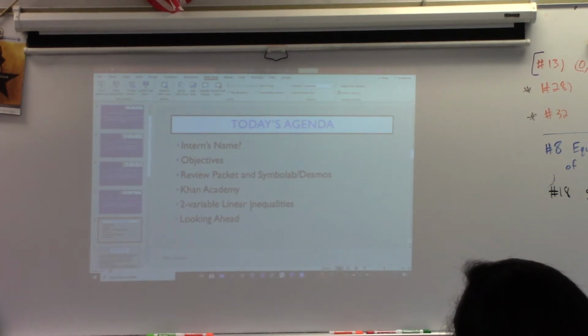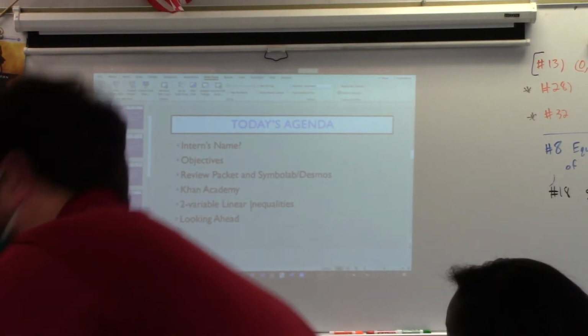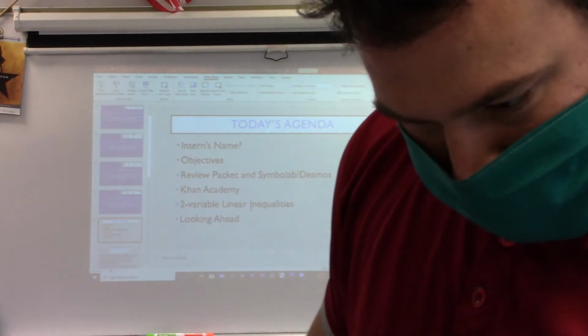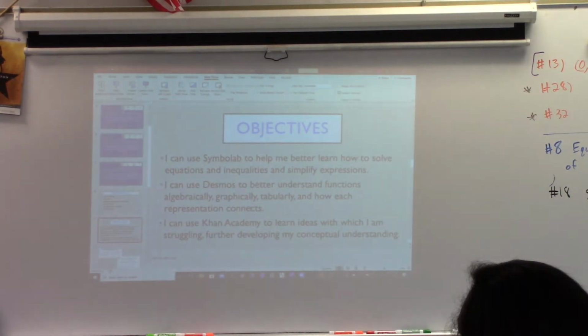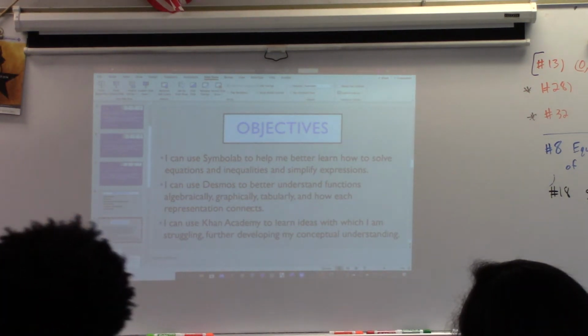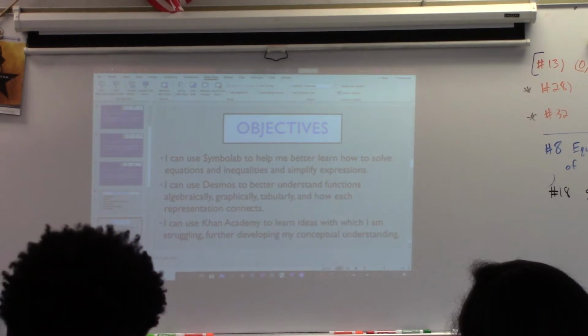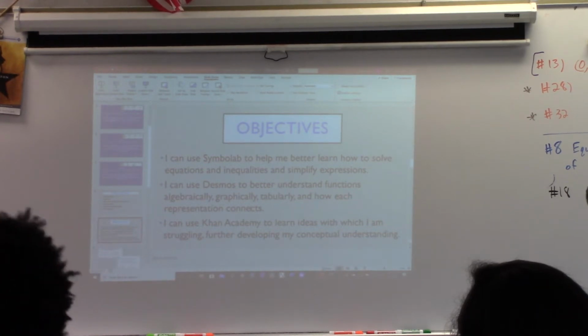And now let's look at our objectives. We'll get started on the review packet and Symbolab. Are you on Safari? Kelsey, can you read our first objective for us? I can use Symbolab to help me better learn how to solve equations and inequalities and simplify expressions.